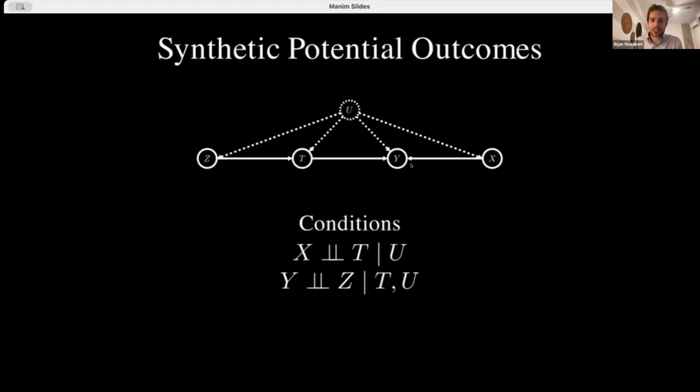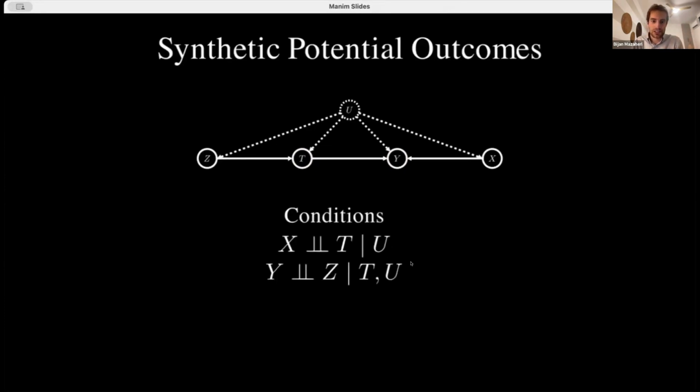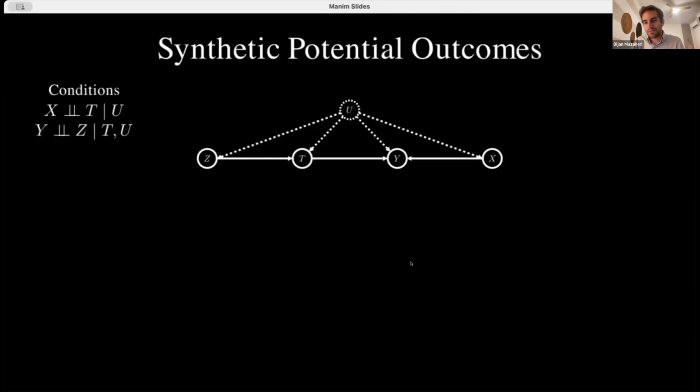So the conditions that I actually need are X being independent from T given U. So that's X is here, T is here. And Y independent of Z given T and U. So these are 2 conditions. I like to see it graphically. If you don't care about graphically, then don't worry about where those arrows are. This is just the graph that describes those conditions. So I'm going to put those conditions off on the side because we're going to use them later.